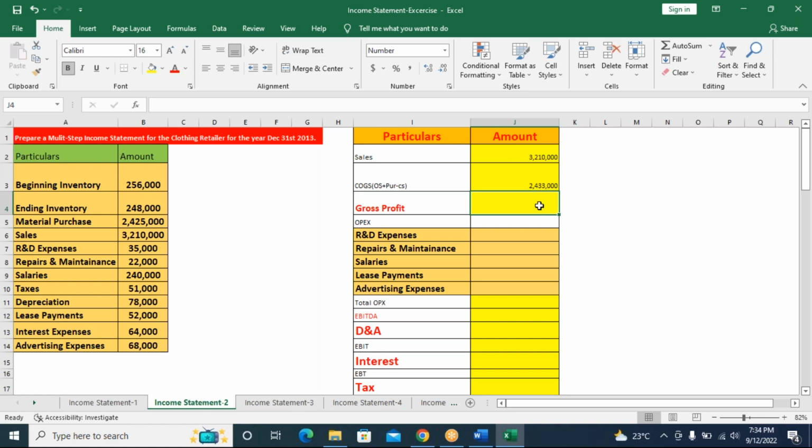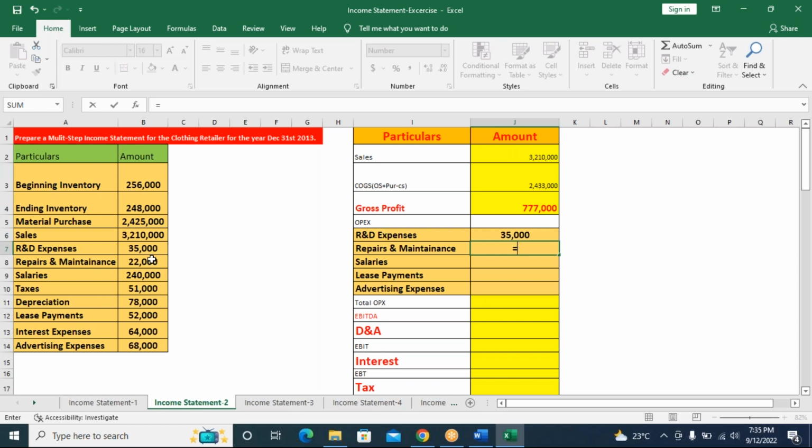Okay. So now what is my gross profit? Sales minus cost of goods sold. Very good. Is equal to sales minus COGS. Enter. So it is 7,77,000. So now what are my operating expenses? So what is R&D expense? 35,000. Research and development, yes, very good. It is 35,000. Enter. So repairs and maintenance.